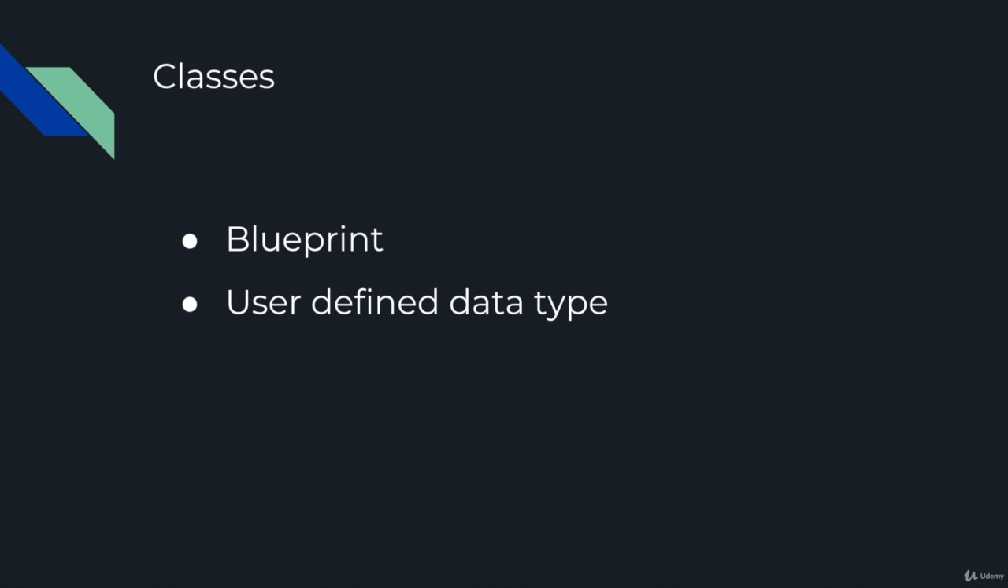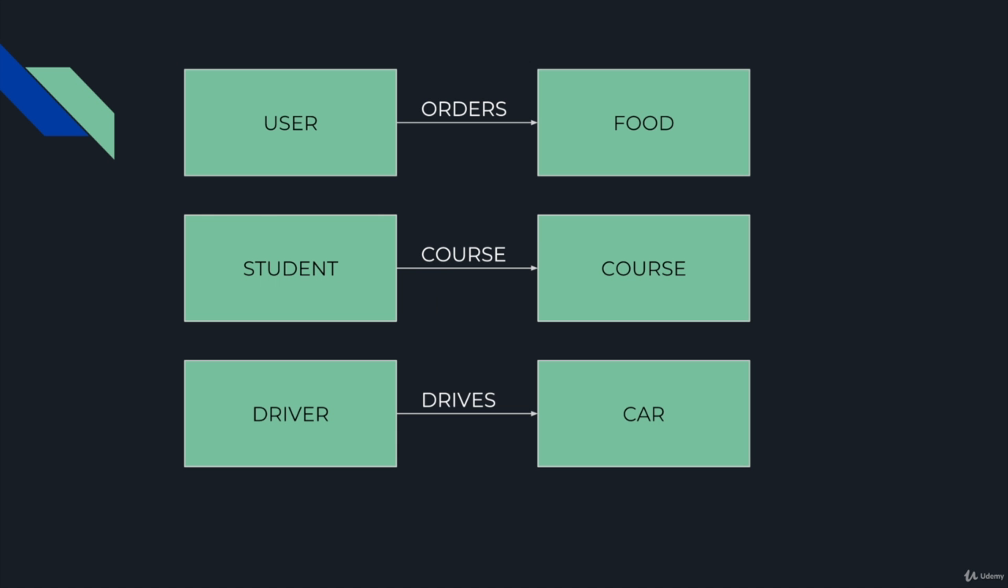But why do we need classes and objects in programming? Classes and objects make it very easy to simulate real world scenarios in programming, and they are the building blocks for object oriented programming. Let's take a look at some real world scenarios as an example. The scenarios I have mentioned here are: a user orders food, a student can enroll in a course, a driver can drive a car. Let's see how we can simulate these using classes and objects.